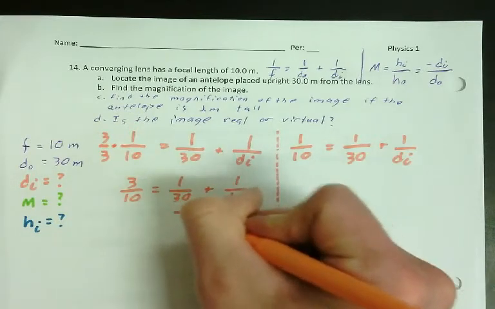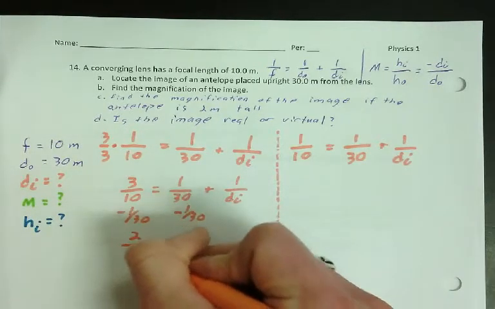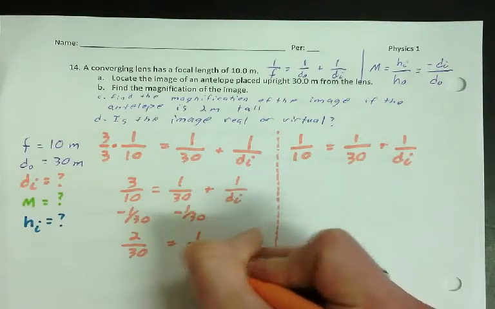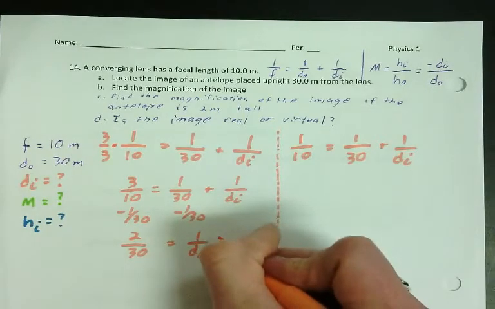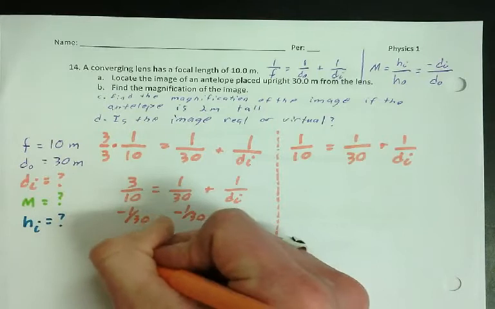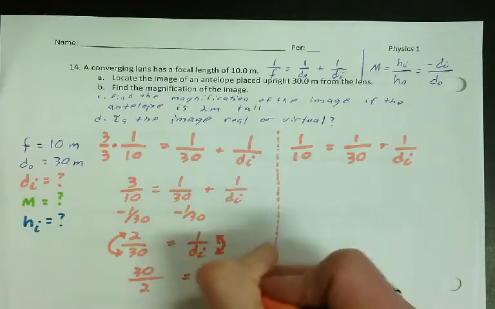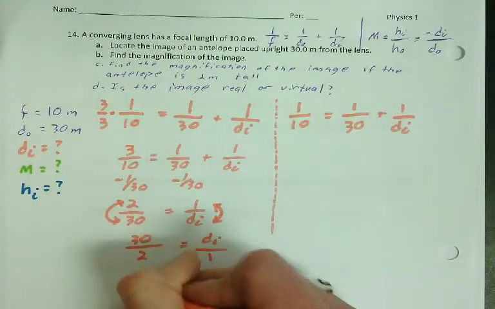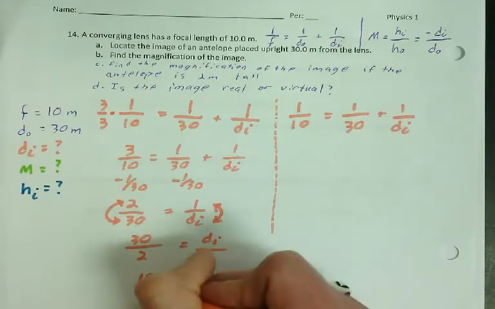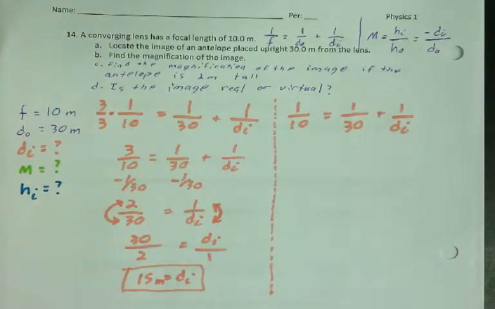I'm going to subtract 1 over 30 from both sides. This becomes 2 over 30 equals 1 over di. And you might be saying to yourself, Mr. B, this 1 over business is making me have a heart attack. I don't want to deal with it. Well, okay, let's not deal with it. Flip the top and the bottom on both sides. So 30 over 2 equals di over 1. 30 divided by 2 is 15 equals di. Problem over. There you go. That's all there is to it.